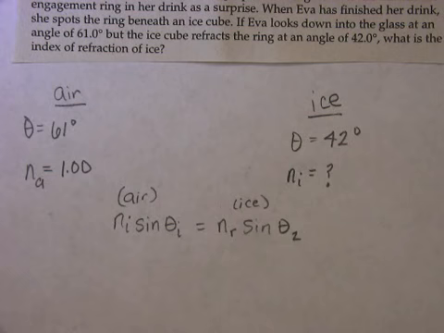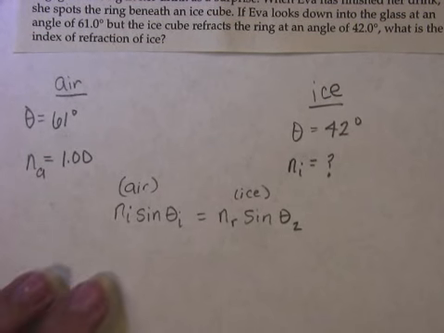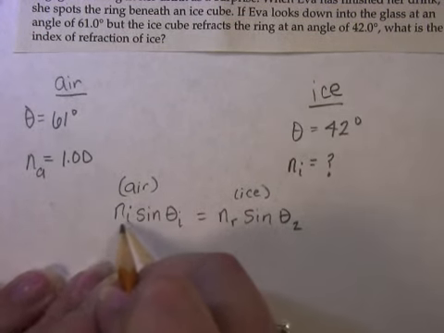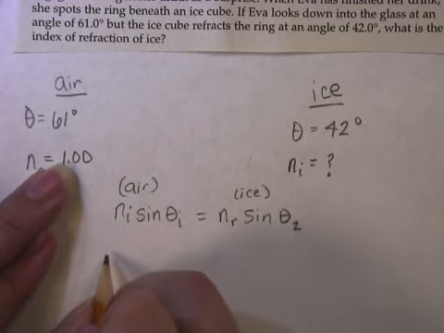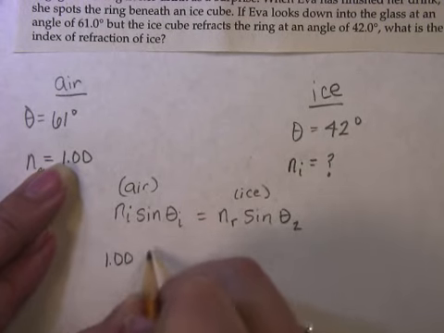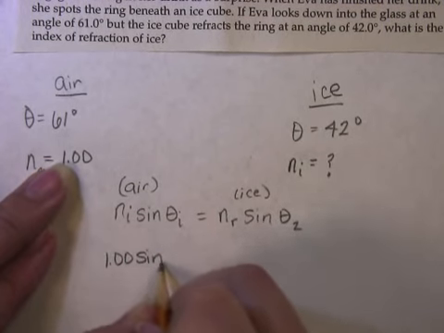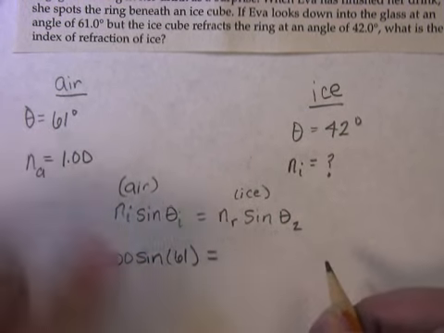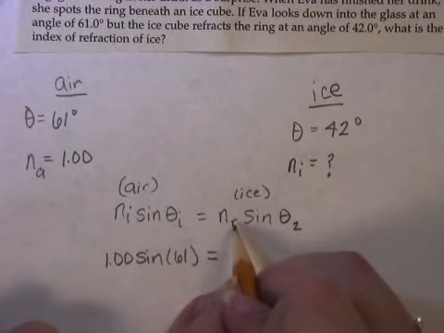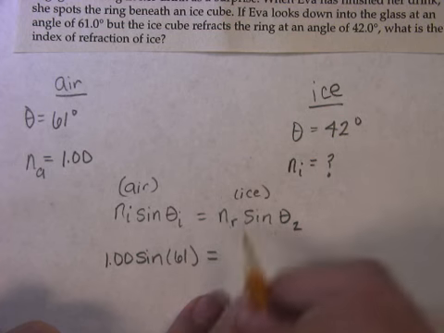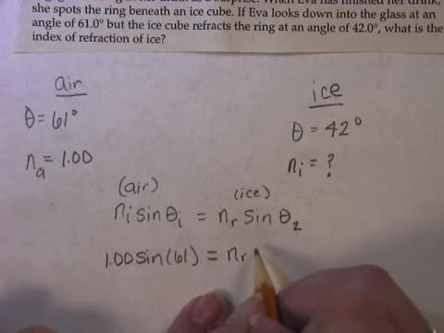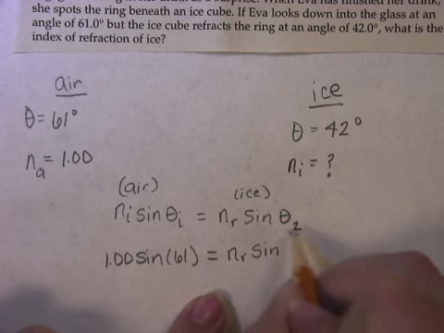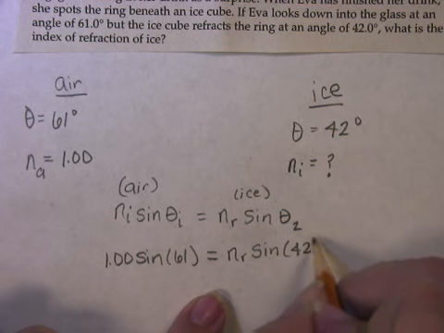Now that we've made that distinction, let's fill in our numbers where they belong. Instead of the index of refraction, I'm going to put in the value 1.00, multiplied by the sine of theta, and in this case my theta is 61 degrees, is equal to the index of refraction of the ice, which is unknown, multiplied by the sine of the angle, and on this side it's 42 degrees.